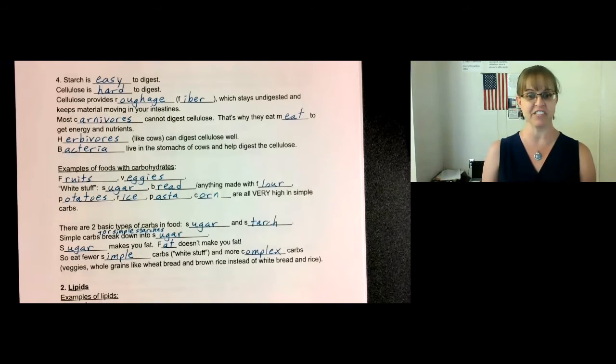Cellulose for us is basically roughage or fiber. Fiber stays undigested, but it helps material move through your intestines. It helps you poop. So, most carnivores and most omnivores who eat meat or meat and vegetables cannot digest cellulose. That's why they have to eat meat to get the energy and the nutrients. However, herbivores like cows can digest cellulose. How is that possible? Well, cows have special bacteria that live in their stomach and help digest the cellulose. So that's why you can't digest cellulose.